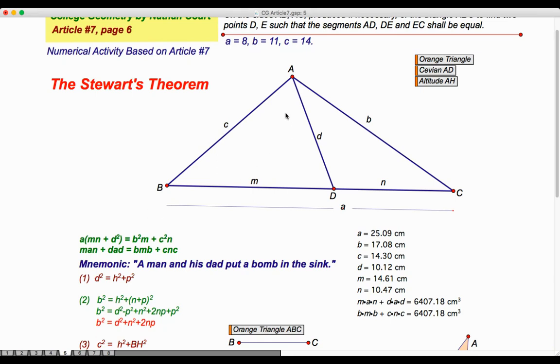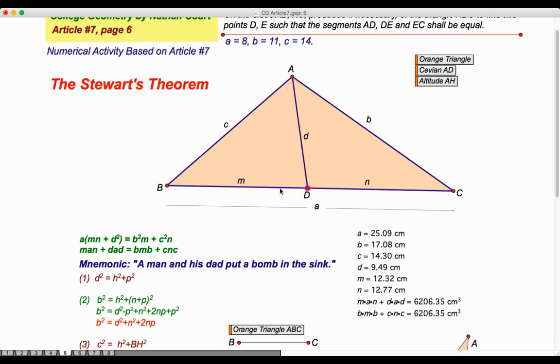What that means is this. We have the orange triangle, and in this orange triangle, we have a cevian. AD is called a cevian, after the Italian mathematician who discovered properties about it. D is on segment BC, and the segment that connects point A and D is the cevian. So we are trying to relate segments c, d, b, m, n, and a.